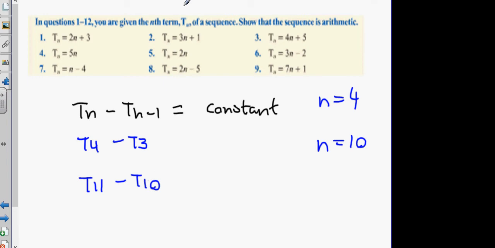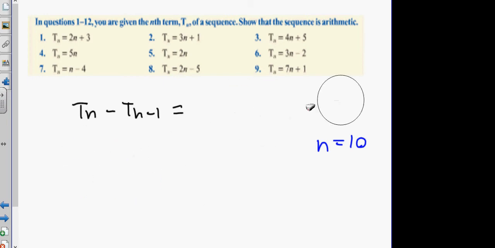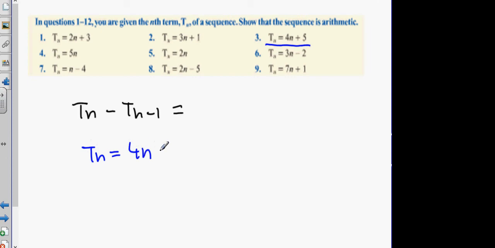Okay? So here's how we do the technique. We write down what Tn is, and in the questions you're given what Tn is. So we're going to do question 3 starting off. We're told that Tn is 4n plus 5. And we next have to figure out what Tn minus 1 is. To do Tn minus 1, simply replace n with n minus 1. So 4 bracket n minus 1 plus 5.